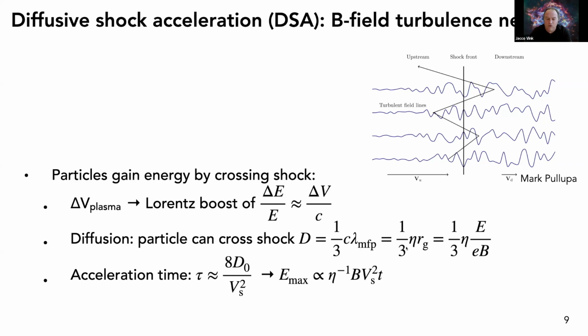Now, the acceleration time that you can get out of that is 8 times this diffusion coefficient divided by the shock velocity squared. And the maximum energy that you can get out of that without any energy losses is inversely proportional to this factor eta, which is the diffusion scattering length scale as a function of the gyroradius. So it's an energy dependent factor times the mean magnetic field that you have there, times the shock velocity squared, times the time available for accelerating particles.